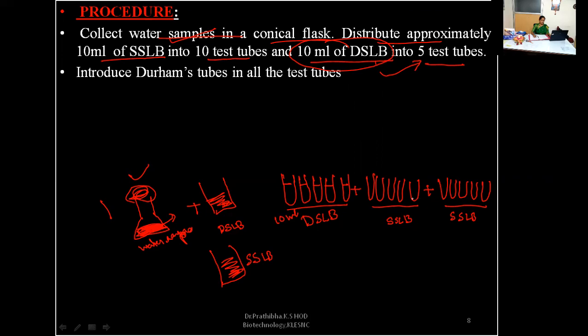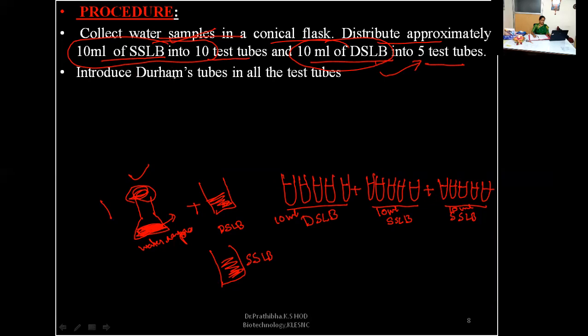Then for all these other 10, you are going to add 10 ml of SSLB into 10 test tubes. So you need to label these test tubes and add 10 ml of SSLB to all the test tubes. Now we have added 10 ml of DSLB to the 5 test tubes and 10 ml of SSLB to all the 10 test tubes. How much? 10 ml. Here also 10 ml SSLB and here also 10 ml SSLB.